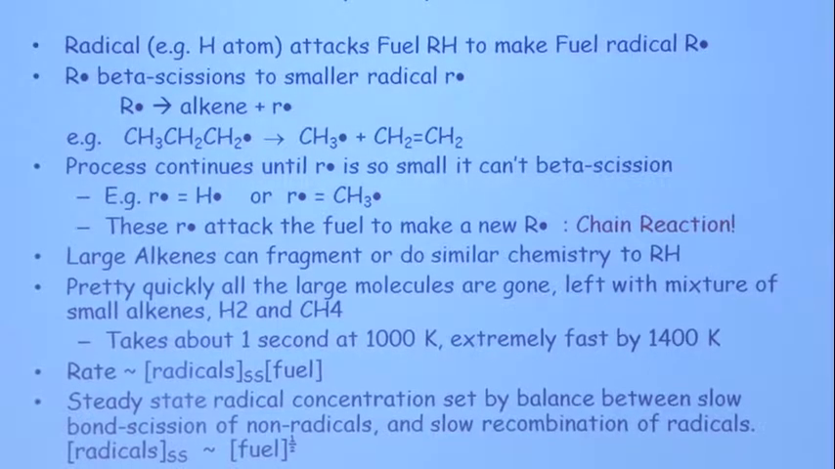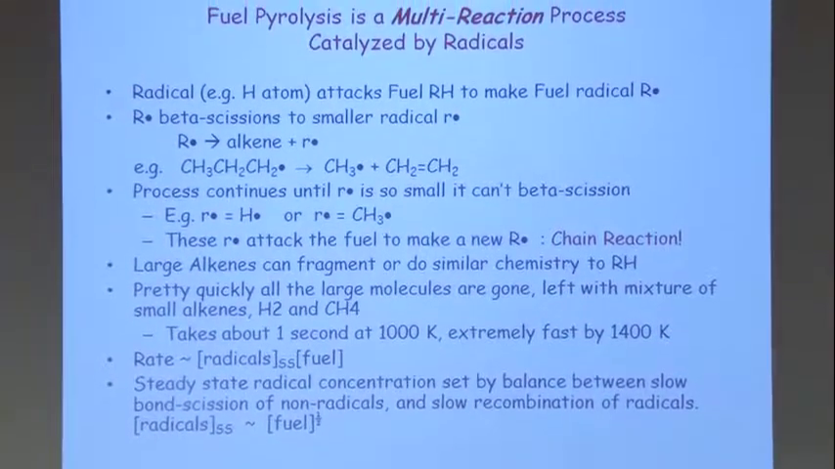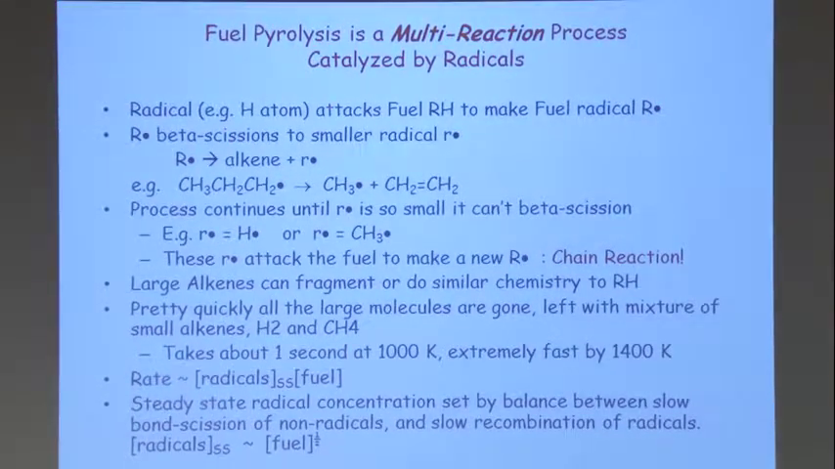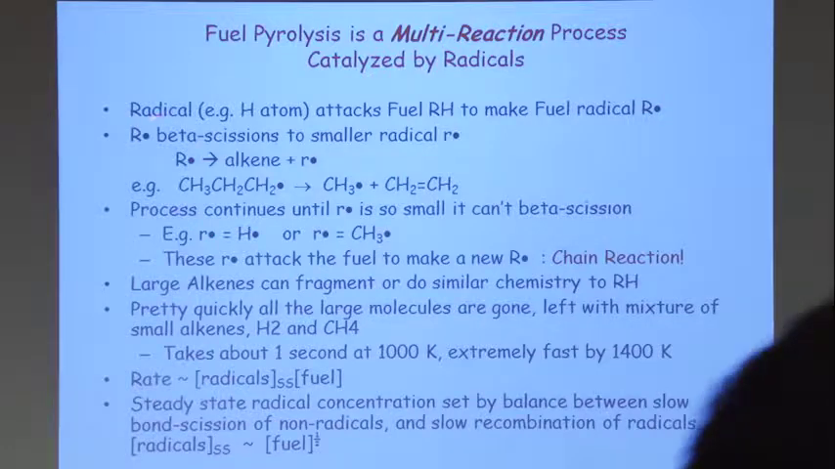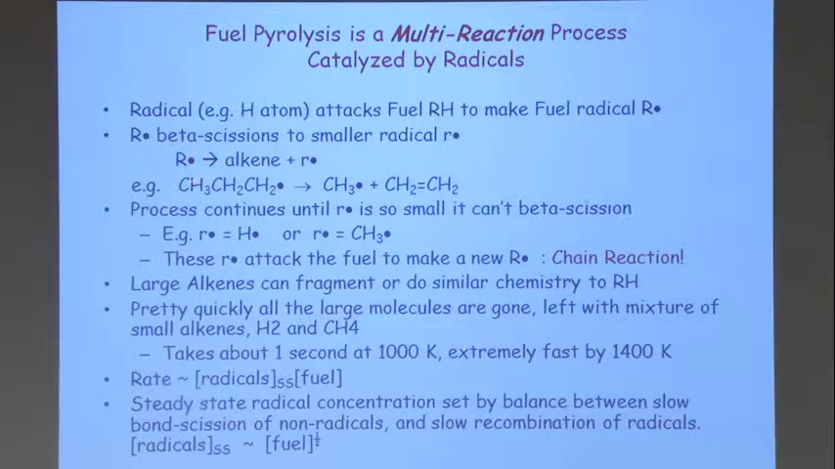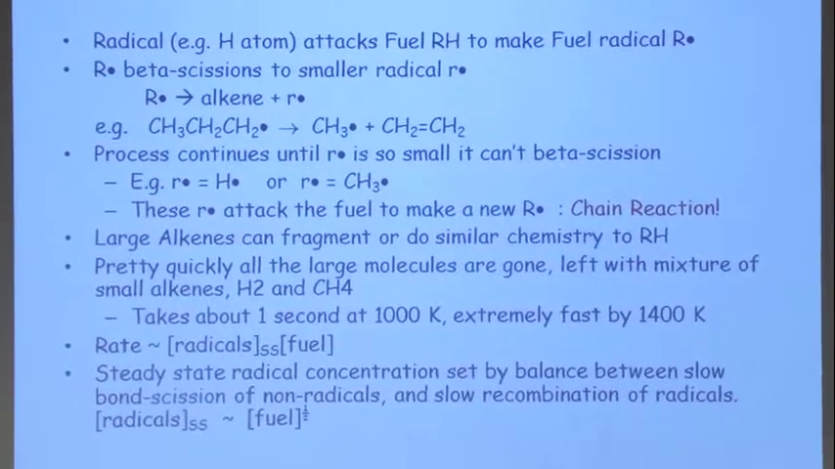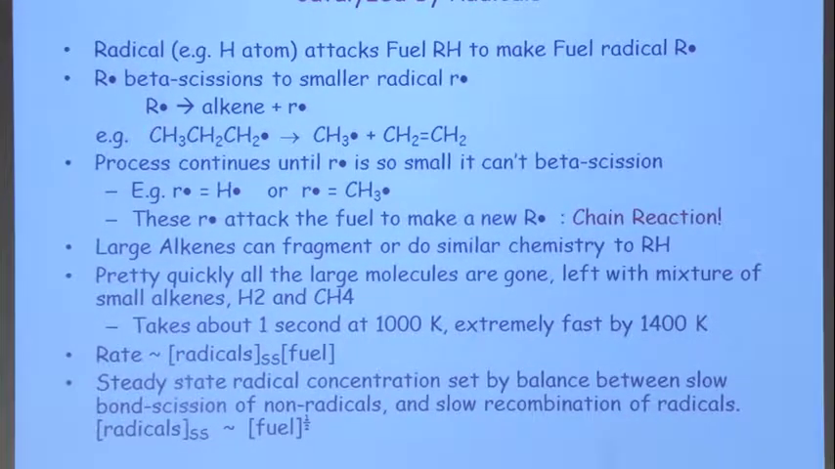And what's happening is that the fuel pyrolysis is a multi-reaction process. So the way it works is that a radical, say, for example, an H atom, attacks the fuel, rips an H off of the fuel, and makes a fuel radical, R dot. And then the R dots at high temperatures undergo beta scission. Beta scission means break up, spit out an alkene and a smaller radical. And those reactions are really fast at high temperature. And so, for example, if you make a propyl radical, it breaks up to make a methyl radical plus ethylene. And there's many, many reactions of this type where you're breaking a CC bond that's beta.